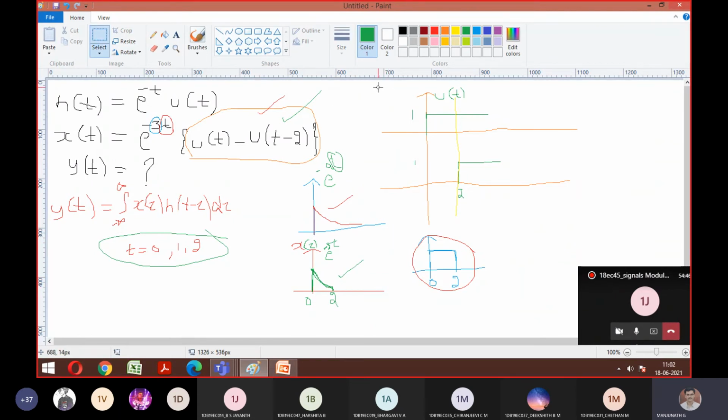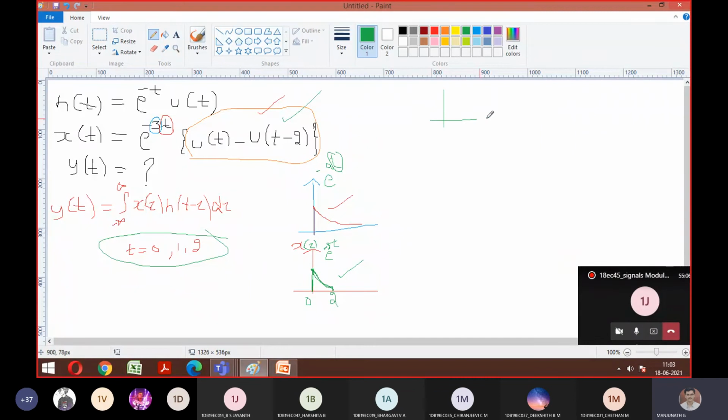Similarly, let's try to plot h of tau. So h of tau, guys, is a generalized one, correct? Into u of t is there. So how is the waveform looking? Both are infinity only, correct now? u of t is also having infinity and this exponential term is also having infinity. Then how does it look? So e power 0 is 1. So it is going to have a maximum peak at 1.